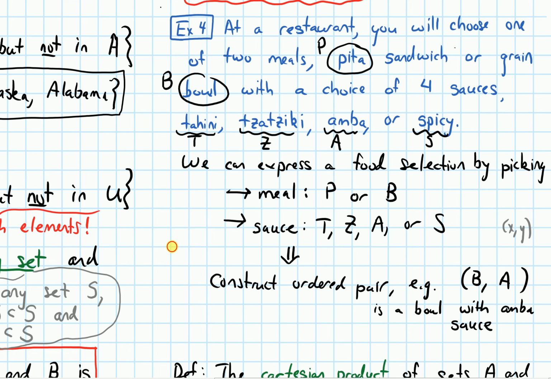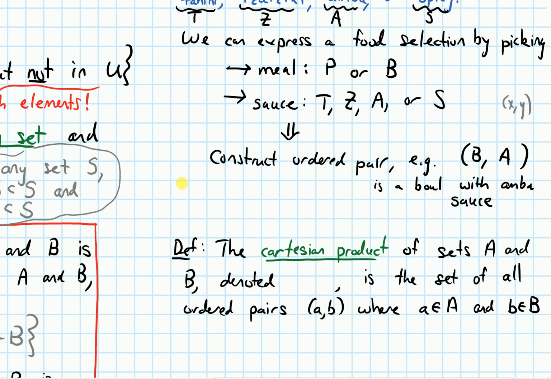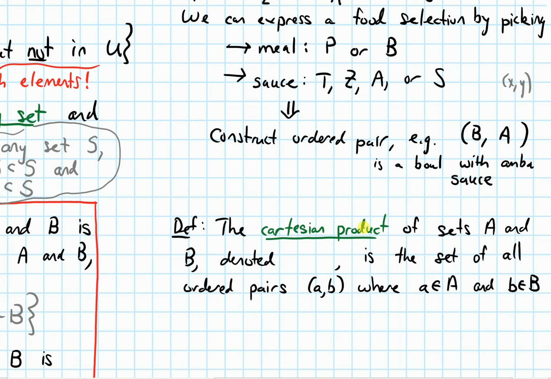Okay, and that'll take me to a definition. So we say that the Cartesian product of sets A and B, denoted A and then cross B. So the cross is like a multiplication symbol, and that's why we're going to call this a product. But the way I'm going to read this is I'll say A cross B. This is the set of all ordered pairs a comma b, lowercase a and lowercase b, where lowercase a is an element of the set capital A, and lowercase b is an element of the set capital B.